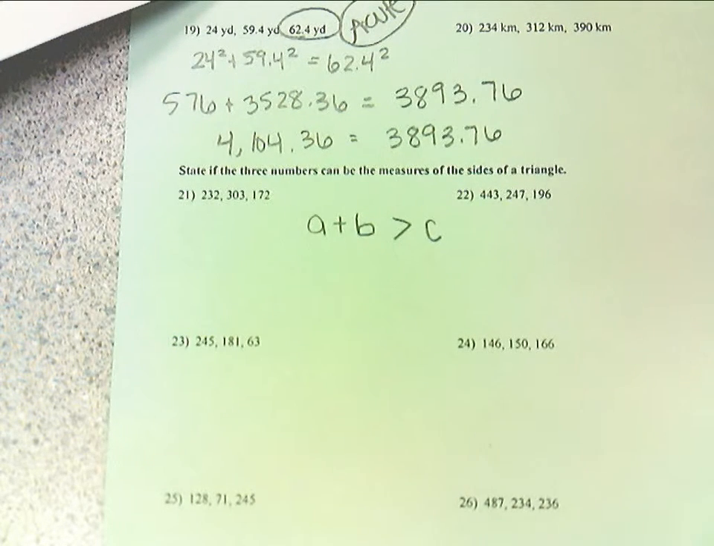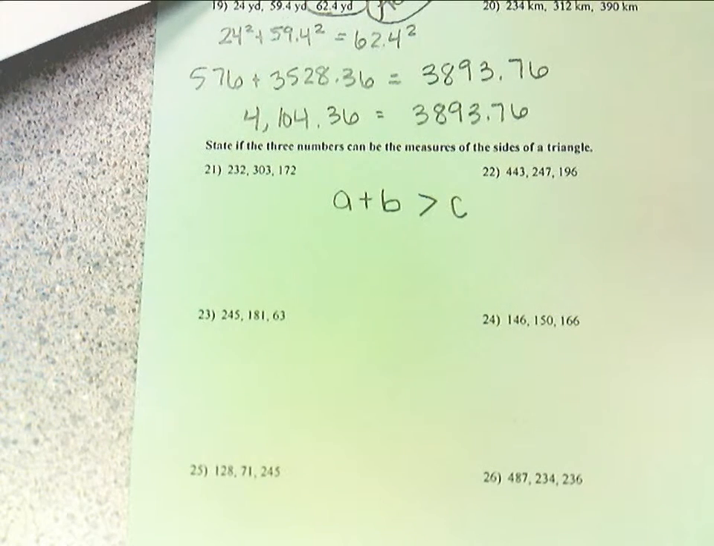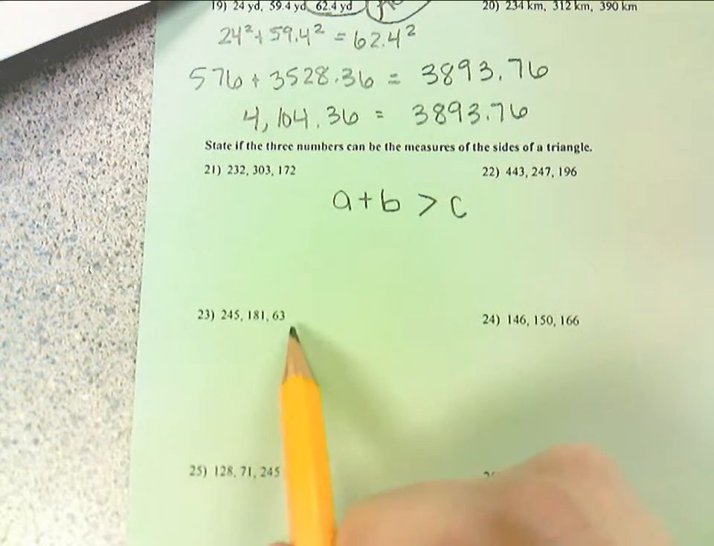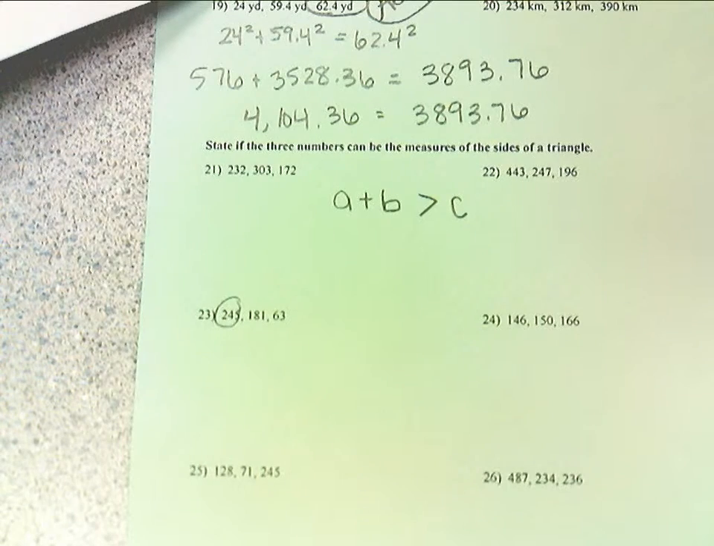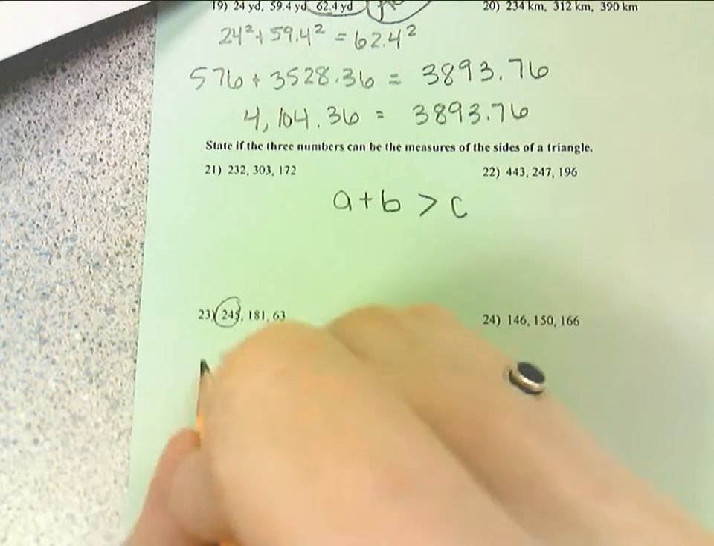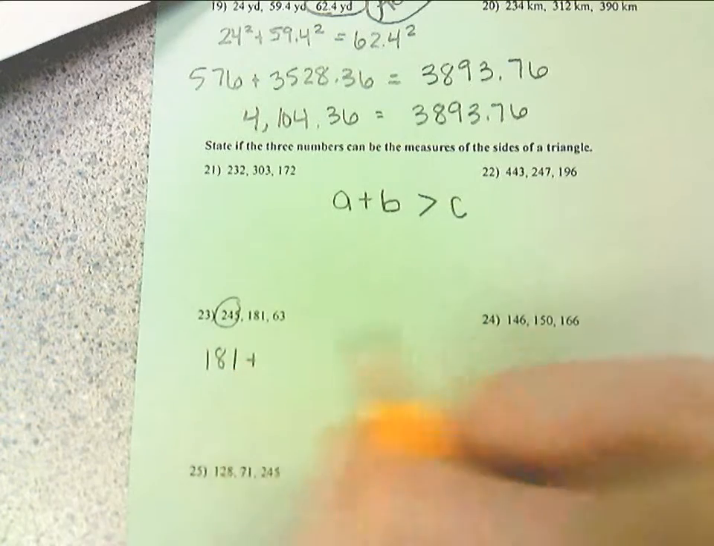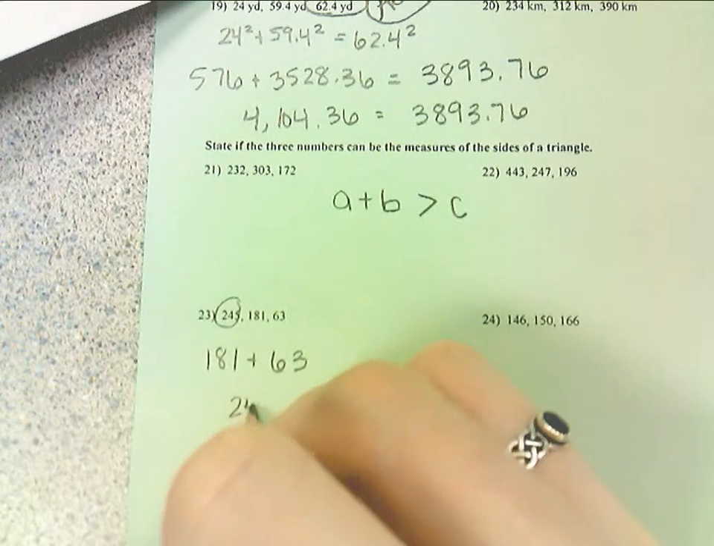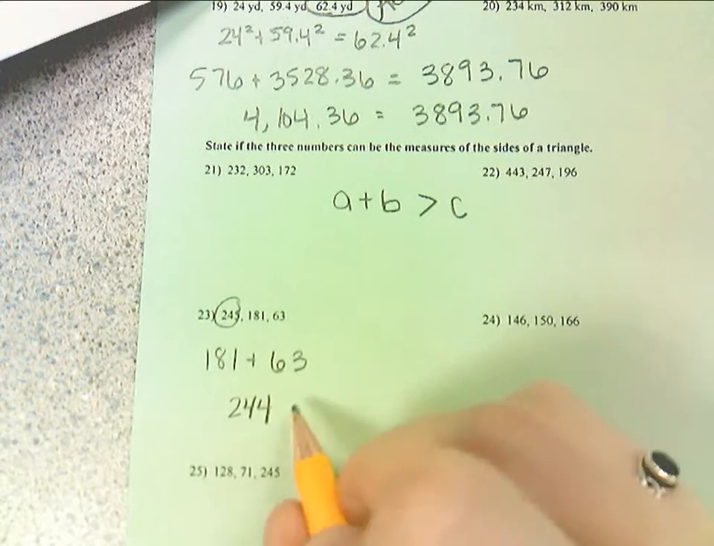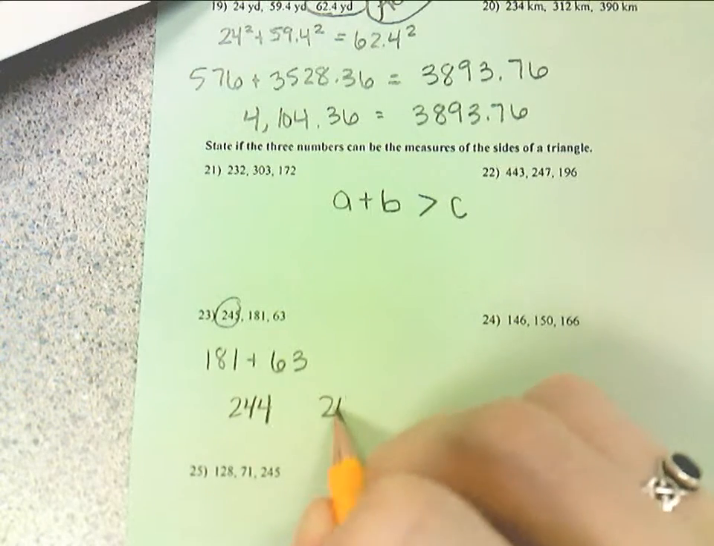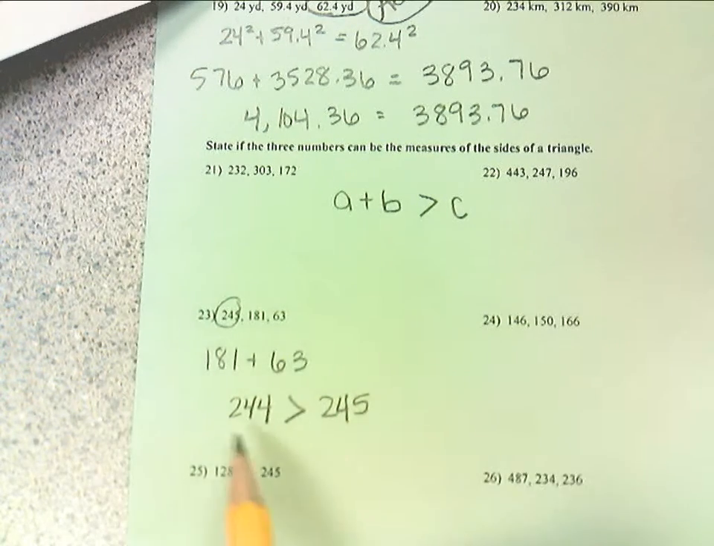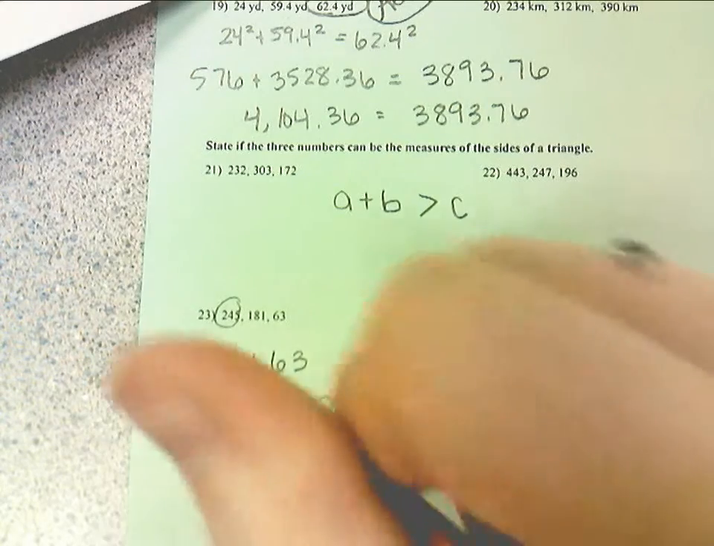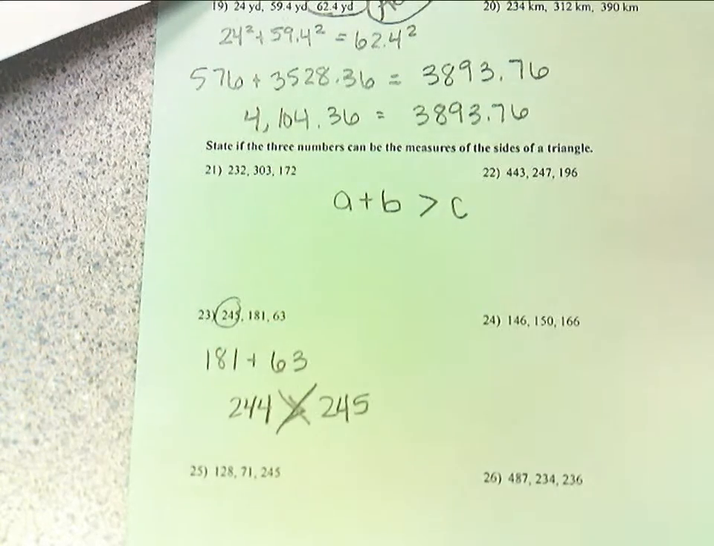So let's look at number 23. We're going to find our hypotenuse first. The biggest number here is 245, so that's going to be my letter C. I'm going to add together the two sides, 181 plus 63. If we add those together, 181 plus 63 equals 244. And then on this side, we have 245. 244 is not bigger than 245, so this is not going to make a triangle. It'll be no.